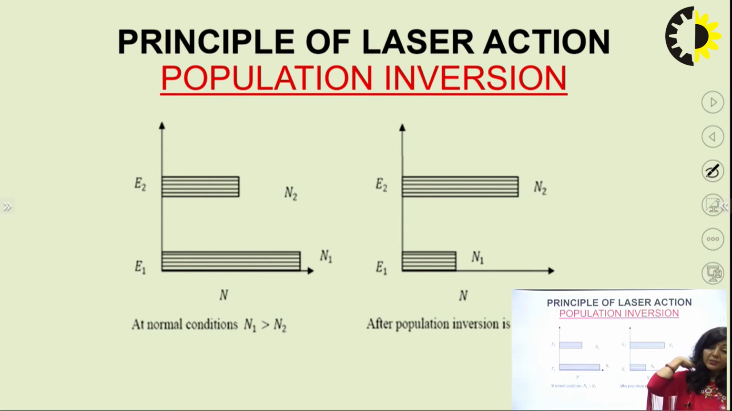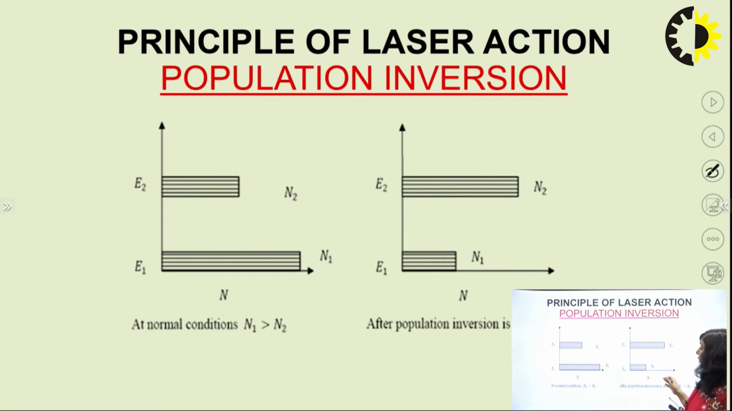Now the next topic which I am going to discuss here is the principle of laser action. And the term which I have mentioned over here is population inversion. Actually, population inversion is the principle of laser action. And how stimulated absorption and spontaneous emission are equally involved in amplification of light, you can understand now.